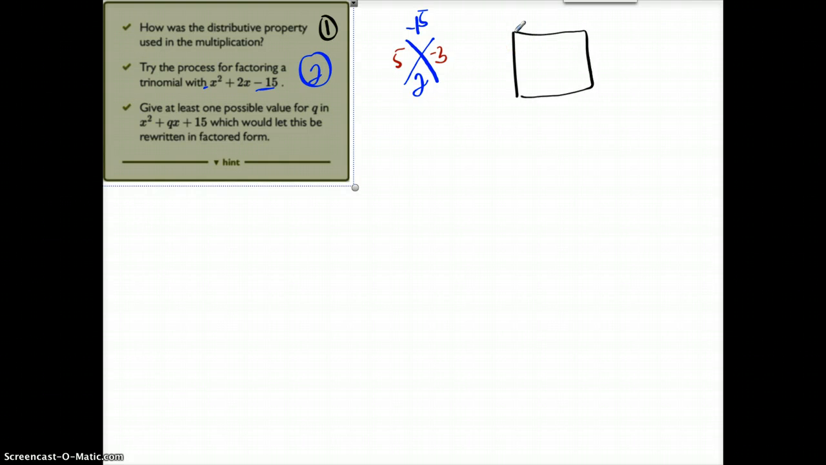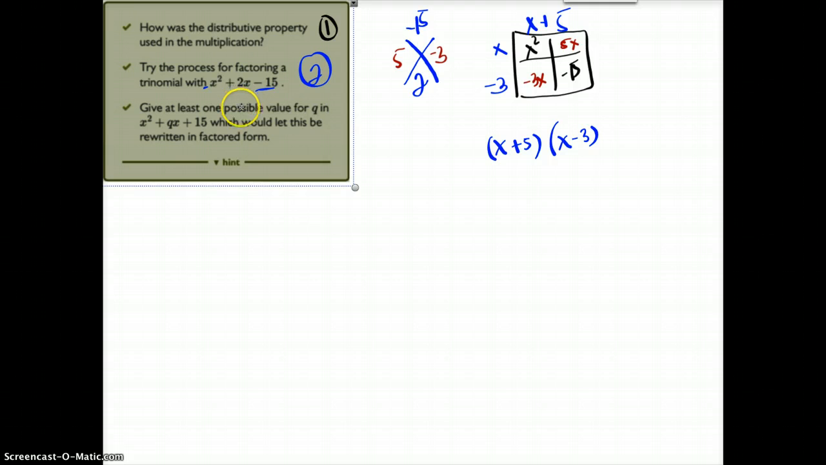We'll make our box. We'll put the first item, that x squared, in here, x squared and negative 15, and those two red terms, 5x and negative 3x. Then we'll find our GCF of each group. This group both has a 5. This group both has an x. This one has an x, and this one has a negative 3. Everything works. This must be a positive 5 for this to be true. And we'll have x plus 5 and x minus 3.